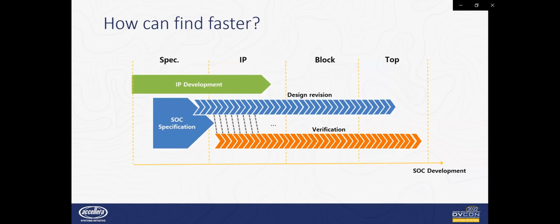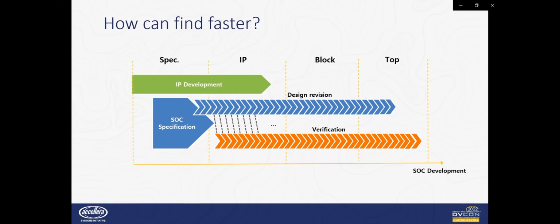Why don't we think about the process of developing SoC products with time information or development stage? This is a very brief schematic diagram of the SoC development process at Samsung: SoC product development from specification to IP development, block development, and top-level development.